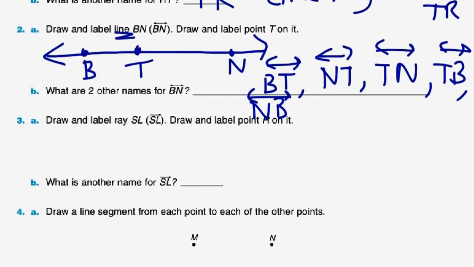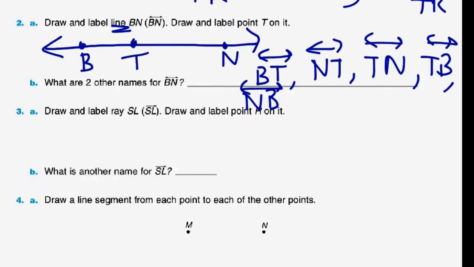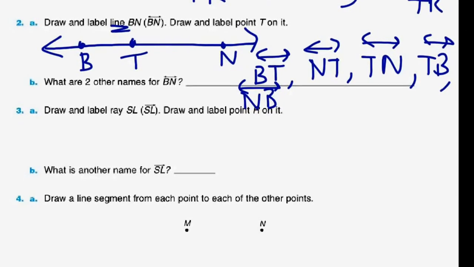Number 3 is asking us to draw and label ray SL. We're going to then draw and label a point R on that ray. So why don't you go ahead and do that, and then give me another name for ray SL. Okay, go ahead and pause and come back when you've got that.